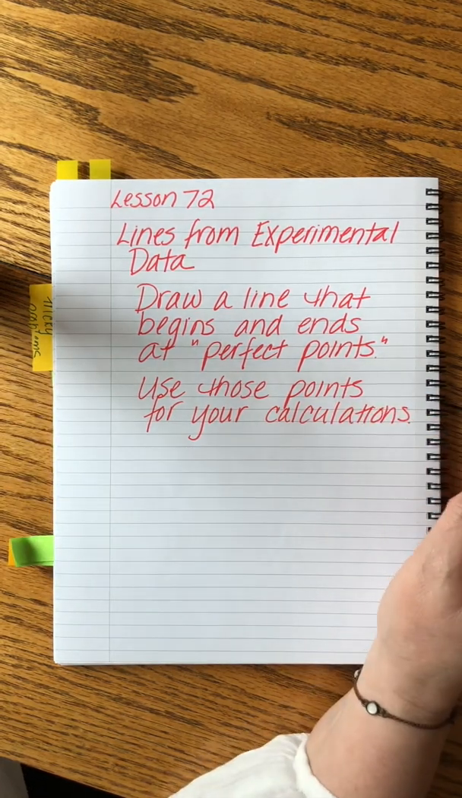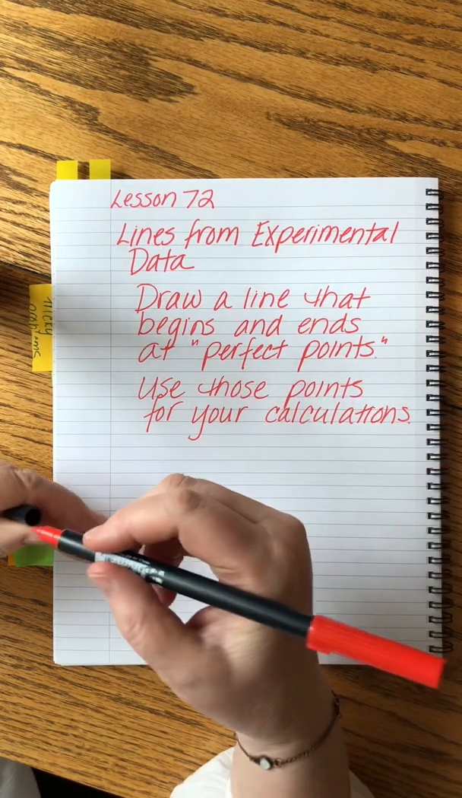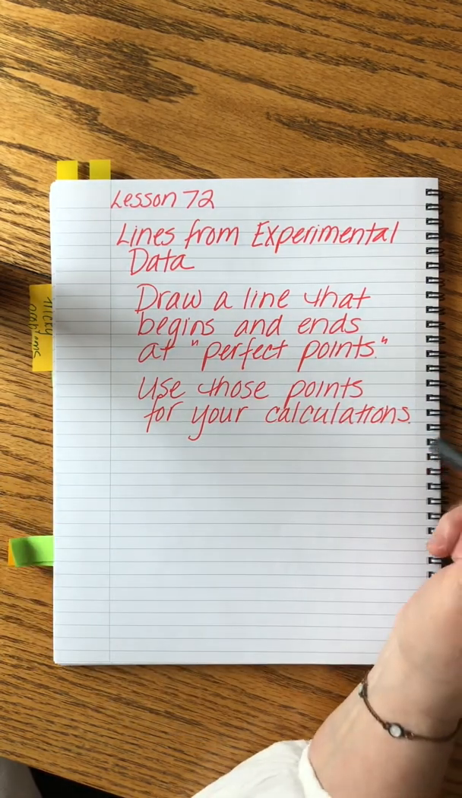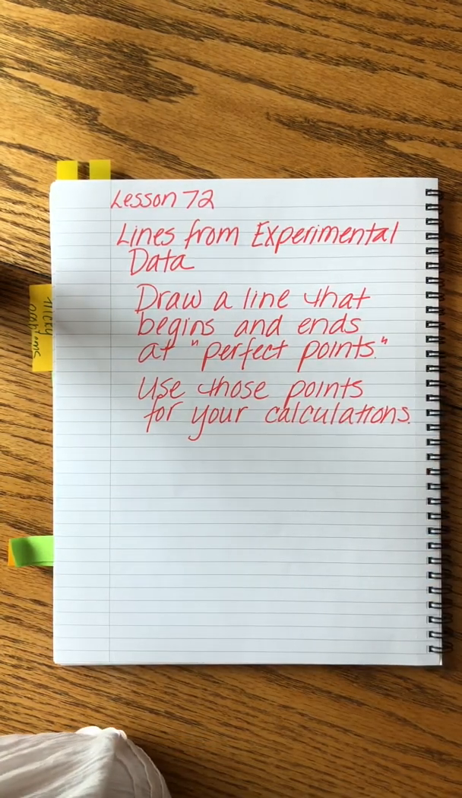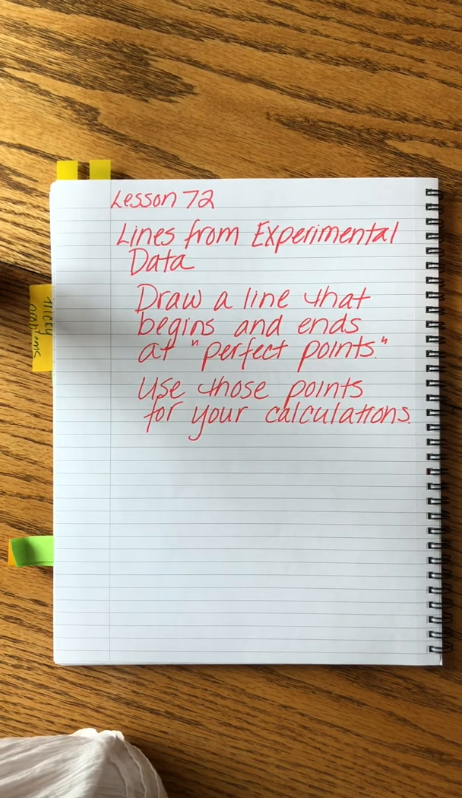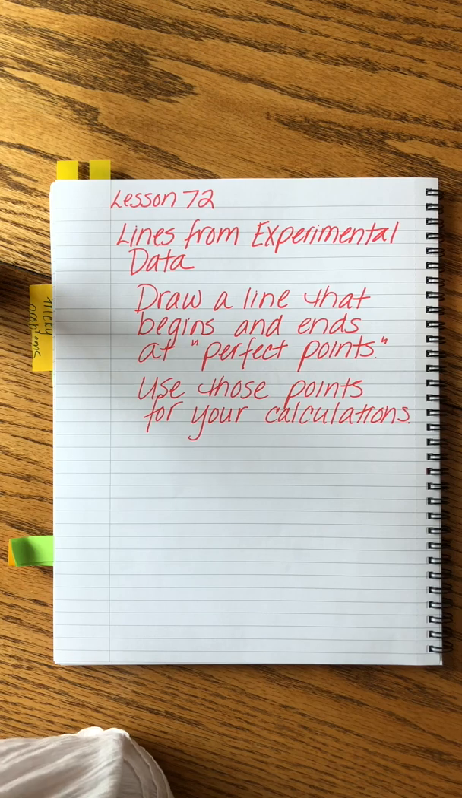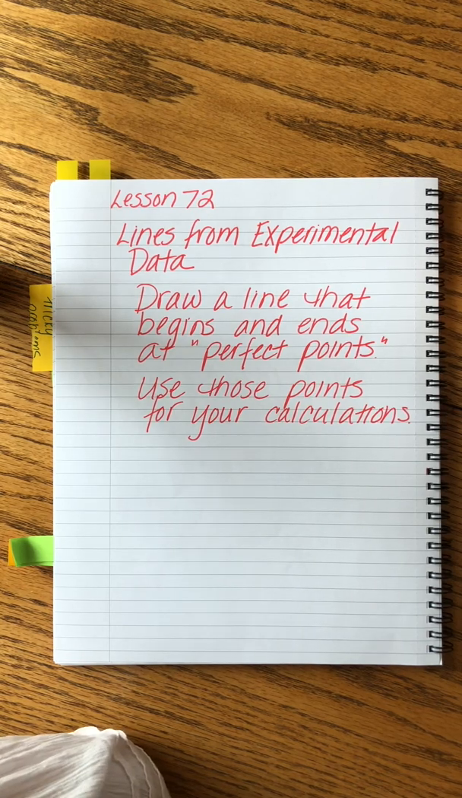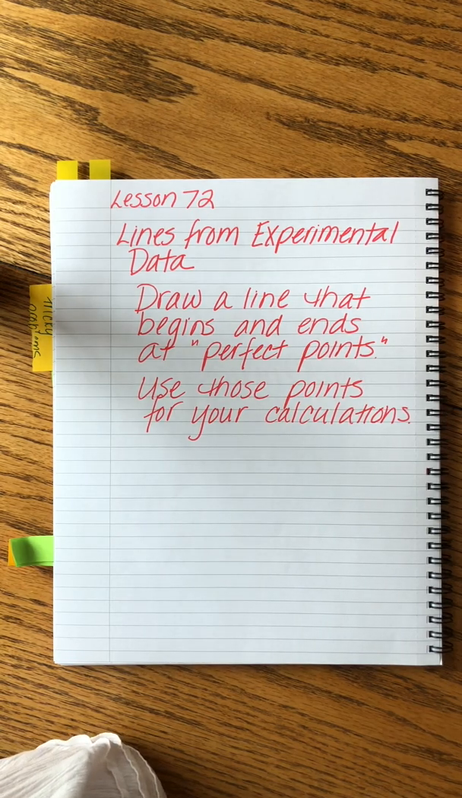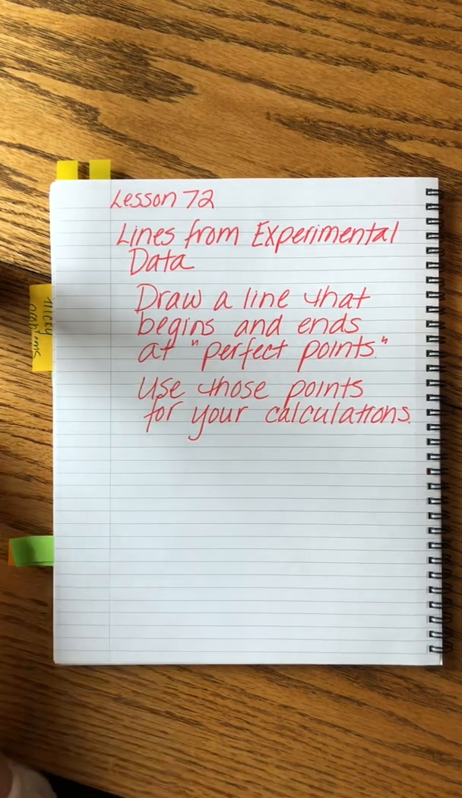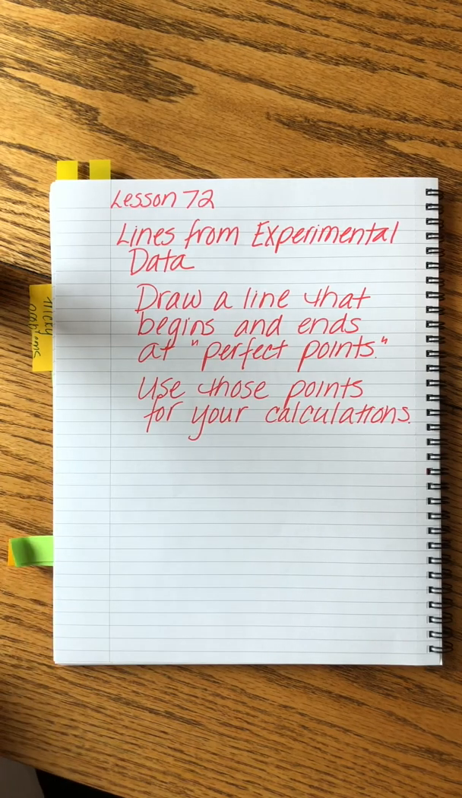Okay, so once you do that, you'll draw your line so that it begins and ends right at the corners of the graph paper, is what I mean by perfect points, right? It's easy to read the value for that particular point on the line. Then you'll use those points for your calculations. It will be a very low point and a very high point, but that's okay. They'll work out just fine.